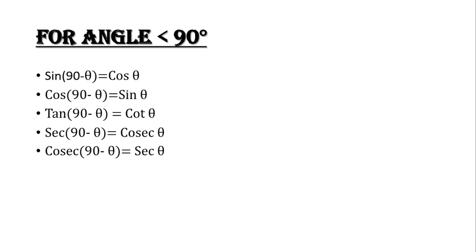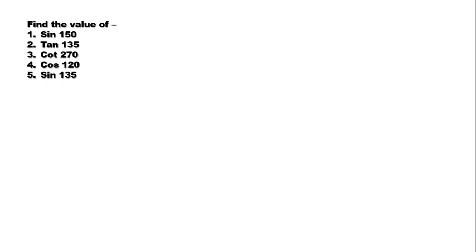ठीक है, so याद रखो, if the angle value is less than 90 degree, what we do, sin 90 minus theta is cos theta, cos 90 minus theta is sin theta, tan 90 minus theta is cot theta, sec 90 minus theta is cosec theta, and cosec 90 minus theta is sec theta. You need to remember this as well, because I hope you remember this because it was there in your class 10 curriculum. Every board, ICSE or CBSE or any state board, will have this in their syllabus at class 10 level. Okay, now let's move to the next part.